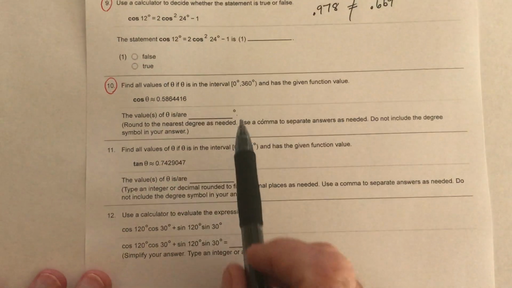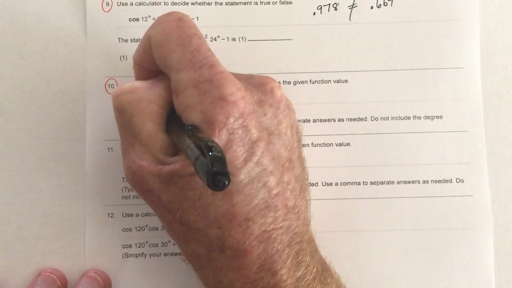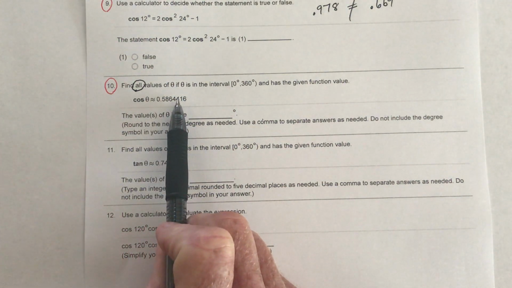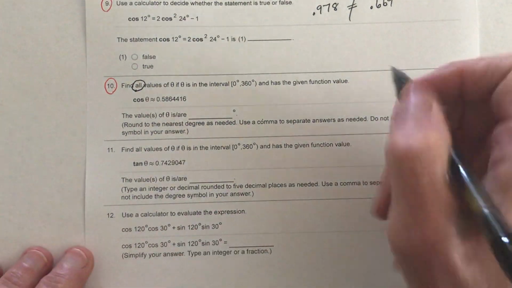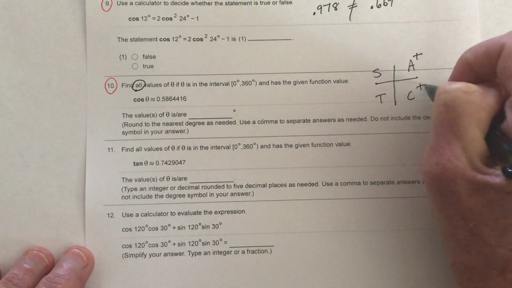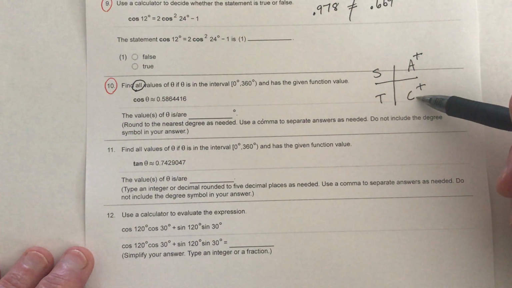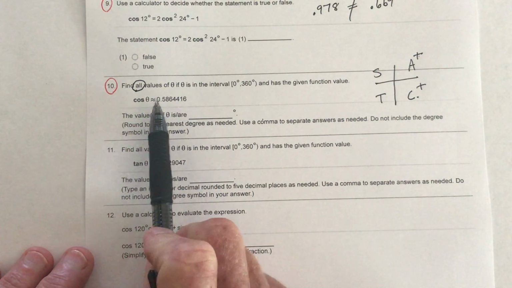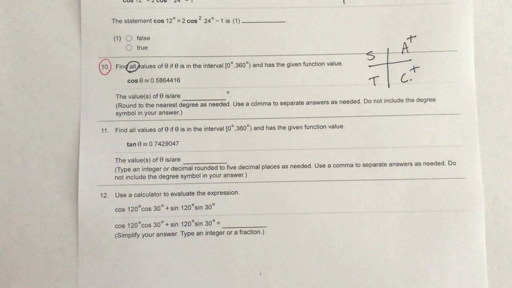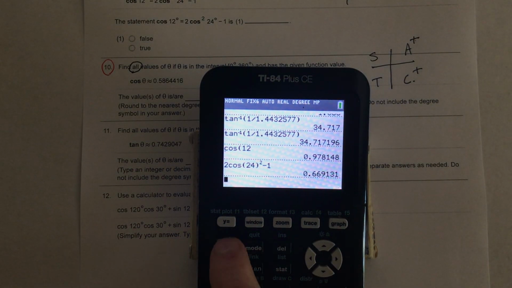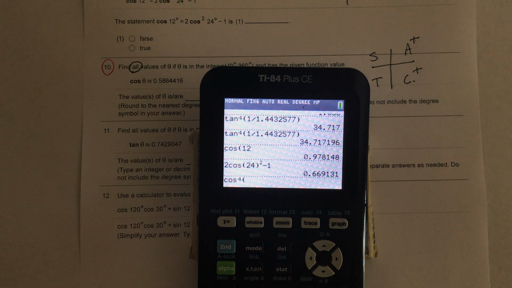What's next? Yes. The reason I chose this one is because it says find all of the values. So this right here is saying that cosine is equal to a positive. If you do the Smart Trig class, cosine would be positive in the first quadrant and then the fourth quadrant. So there's going to be 2 answers. The way to get the first answer is use cosine inverse. So I need cosine inverse of this decimal, 0.58644416.